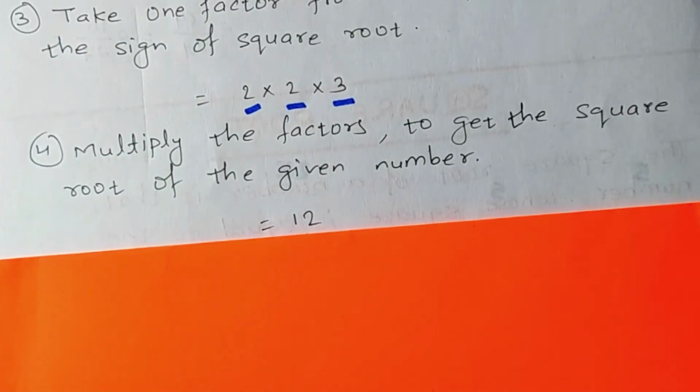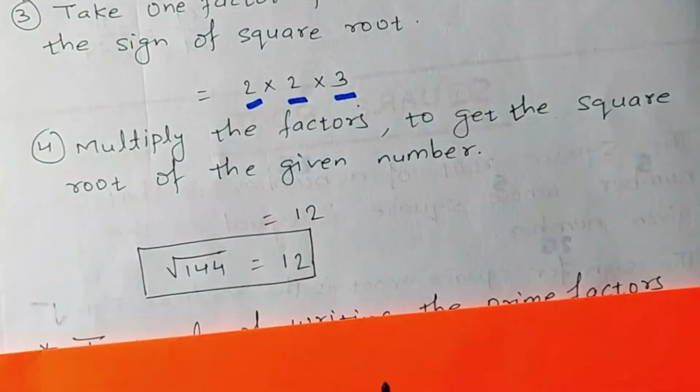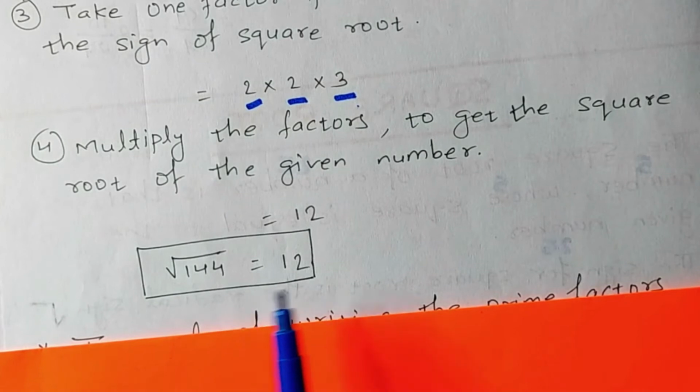Multiply the factors to get the square root of the given number. So 2 into 2 into 3, that is 12. It means square root of 144 is 12.